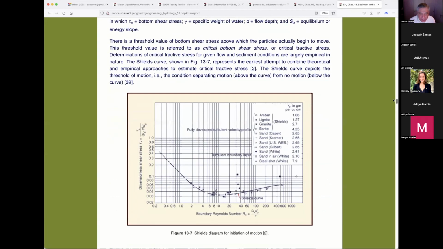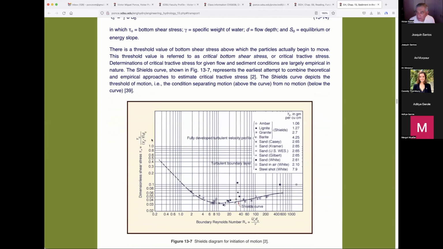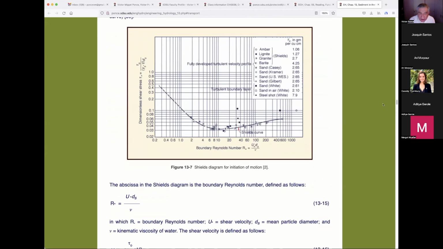So he had to make the shear stress dimensionless by dividing by some kind of stress. And the stress that he chose was gamma sub s minus gamma times the ds. So the particle size, as you can see, enters in both the abscissa over here and the ordinate in order to make both abscissa and ordinate of the Shields graph dimensionless. Great creation.